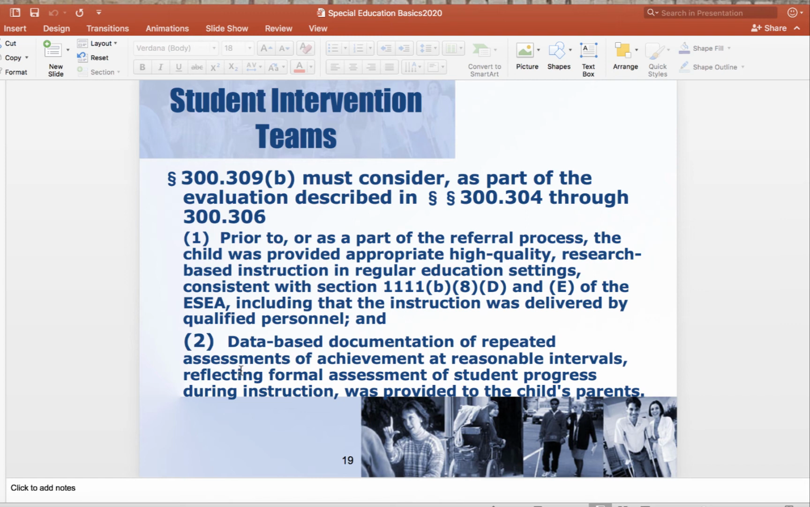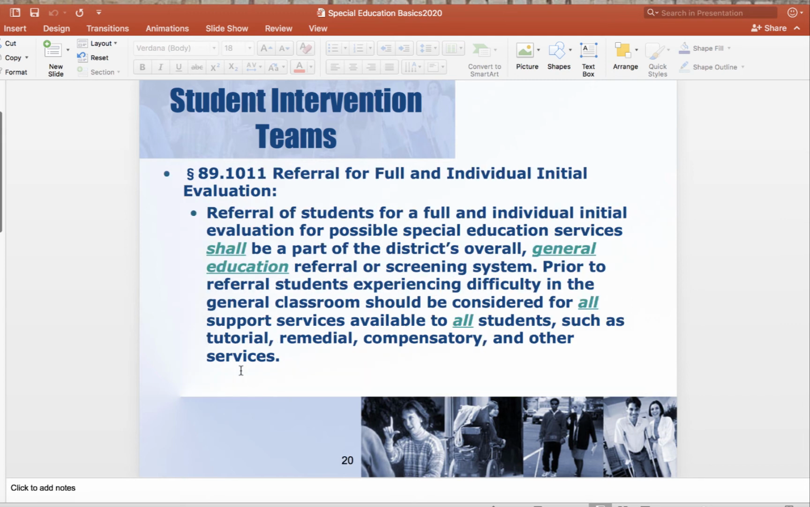They are part of the general education process. They must be fully tried of everything that's possible for a child without a disability before we consider things for students with disabilities. So if you read through this law, it's very specific, this portion, very specific, and you must collect data. And right there it says that this will be part of the general ed education referral or screening system, and it must be considered all things that you try or have available to all students.